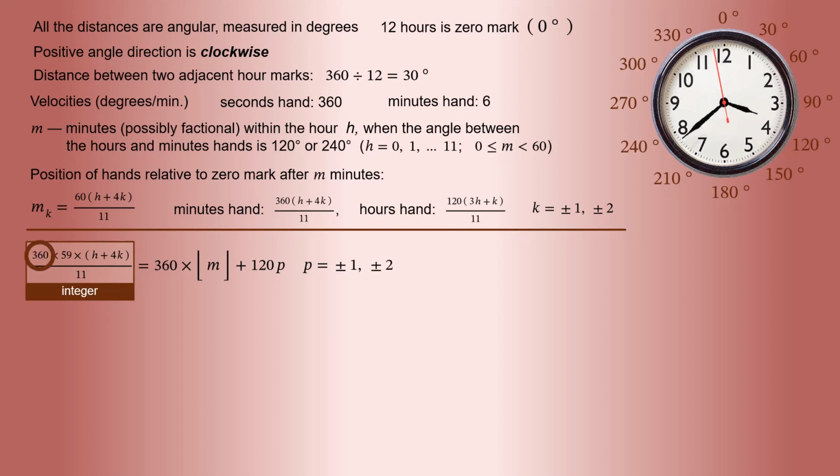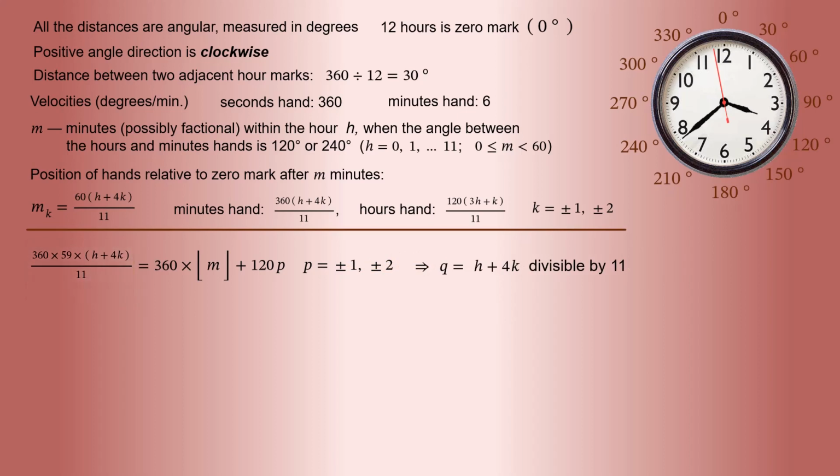Number 360 is not divisible by 11. Neither is 59. Since 11 is a prime number, the product 360 by 59 is not divisible by 11 as well. Therefore, the product of first two terms in the numerator is co-prime with the denominator. This means that the only way to get an integer in the left-hand side is assuming that the third factor h plus 4k, name it q, is divisible by 11.